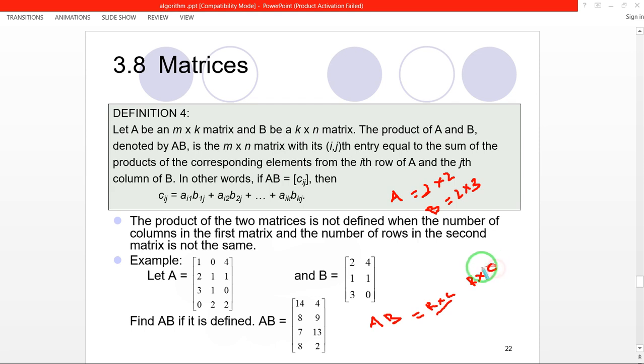The condition in matrix multiplication says that the column of the first matrix will be equal to the row of the second matrix.